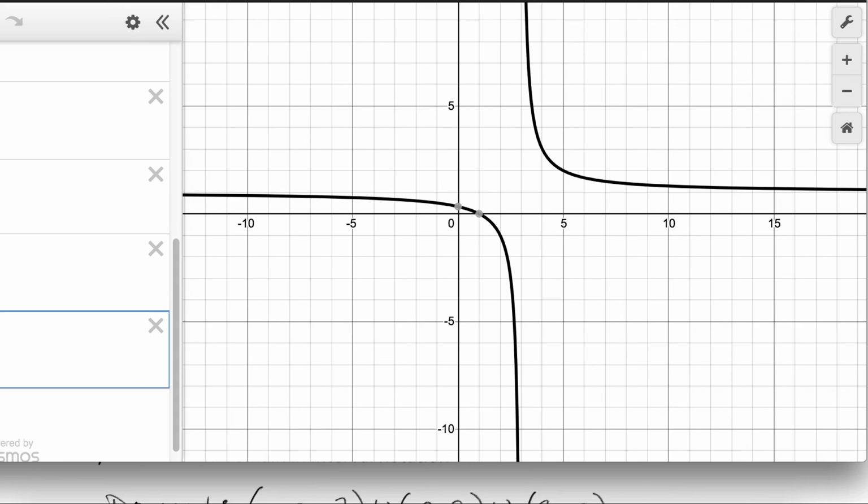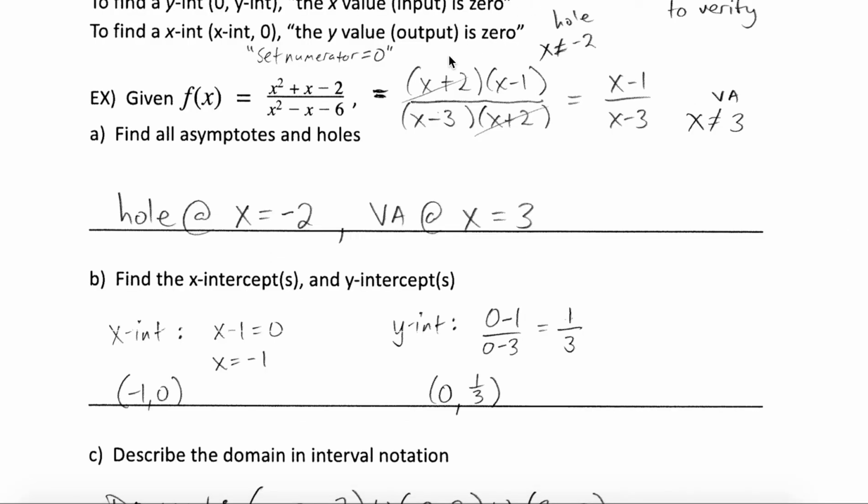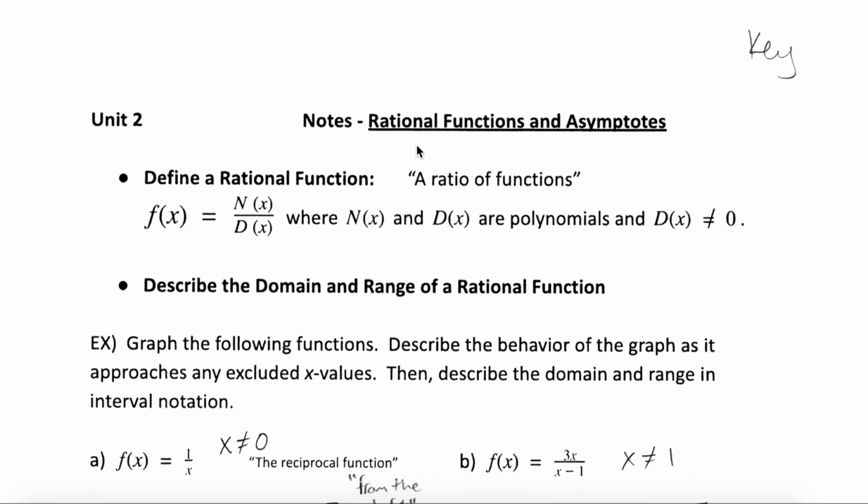All right, so practice those methods because we're going to need them in our next lesson where we actually graph this all by ourselves.